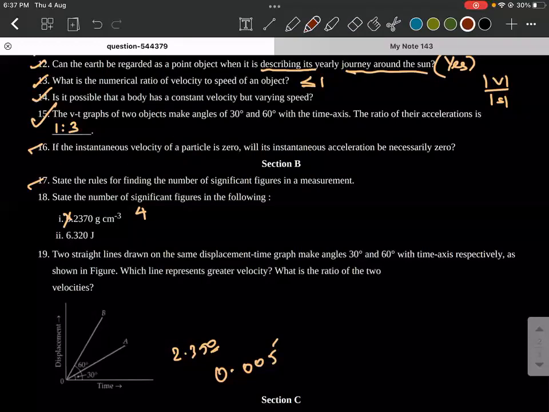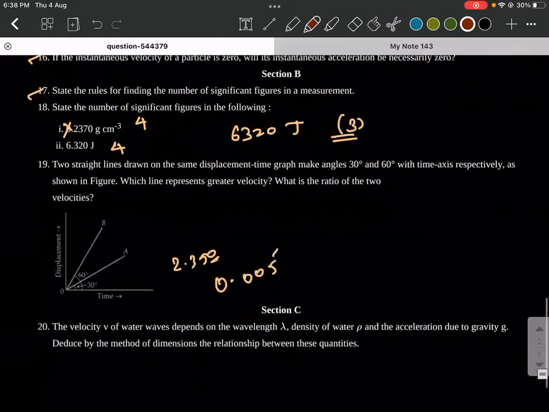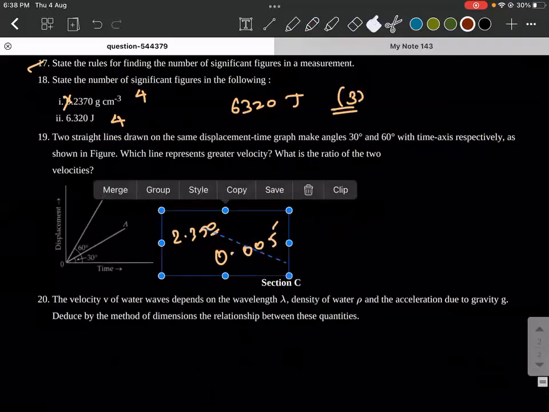In a similar way, you have 6.320. It's a decimal value. The zeros after the non-zero digit are considered. Had the question been 6230 joule, how many significant figures are there? 3. Because it's a non-decimal number and the zeros after the non-zero value are insignificant. So here the answer will be 3. About this in depth, you can learn it from the video. Go through that.